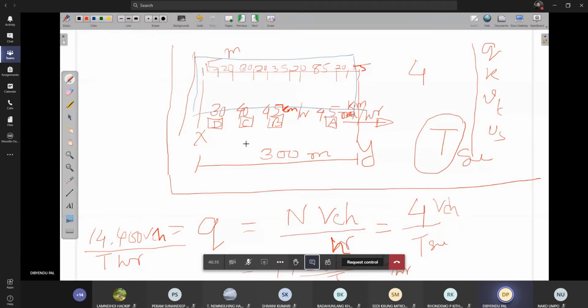So what is the flow? 4 divided by T. Now generally we convert the flow in terms of number of vehicles per hour. So if you convert it, that will give you 14,400 by T vehicles per hour.